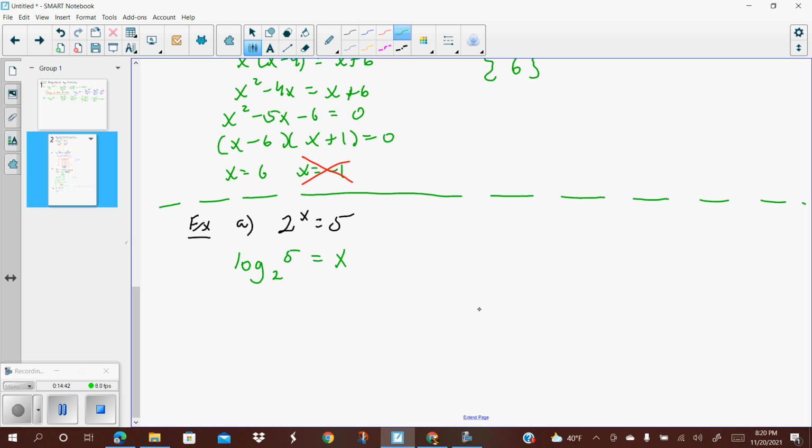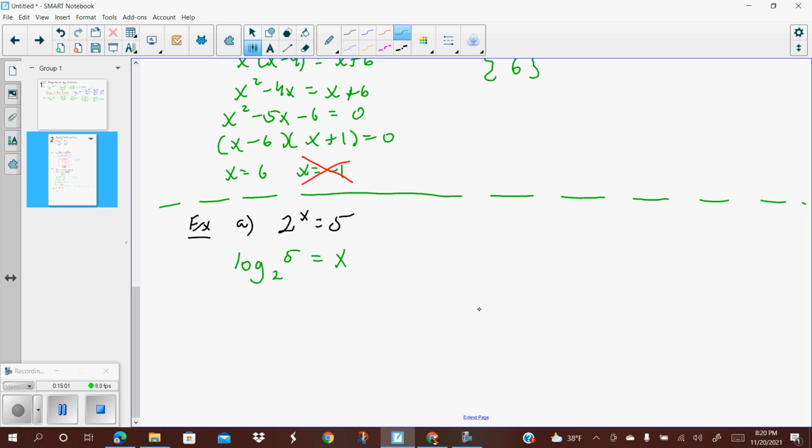The problem is, again, that doesn't really mean anything to most people, especially if you're trying to tell them, well, we know it's got to be someplace in between 2 and 3. How do I know that the log of 5 base 2 is between 2 and 3? You can use your calculator. If you can do the log base, do log 5 base 2.